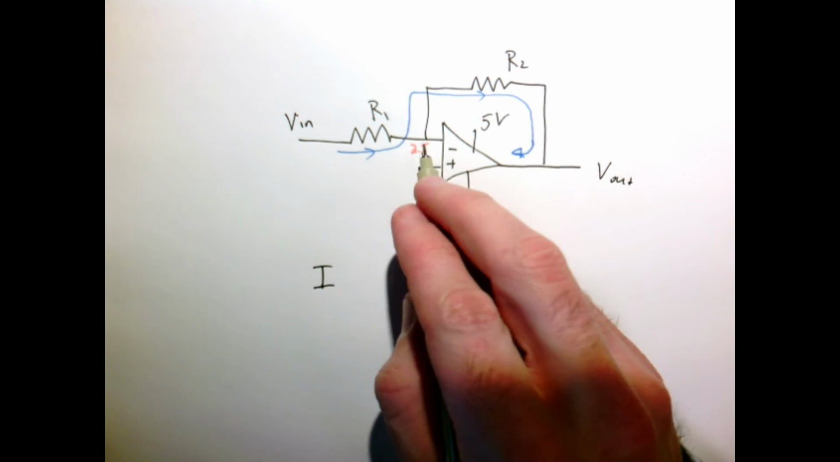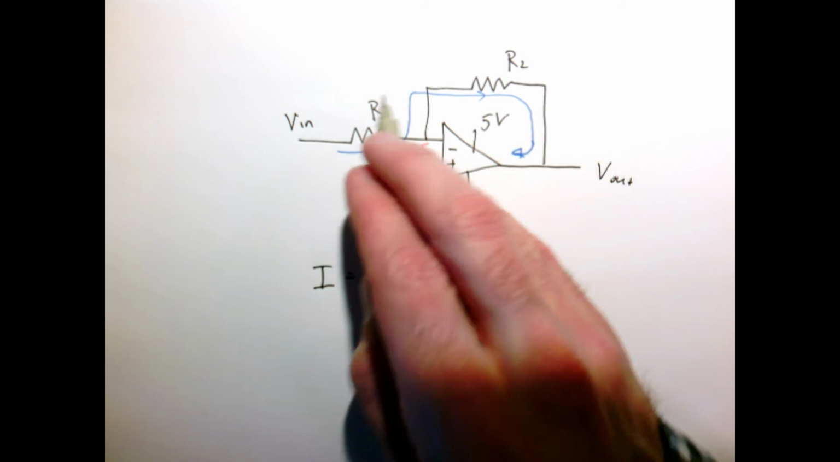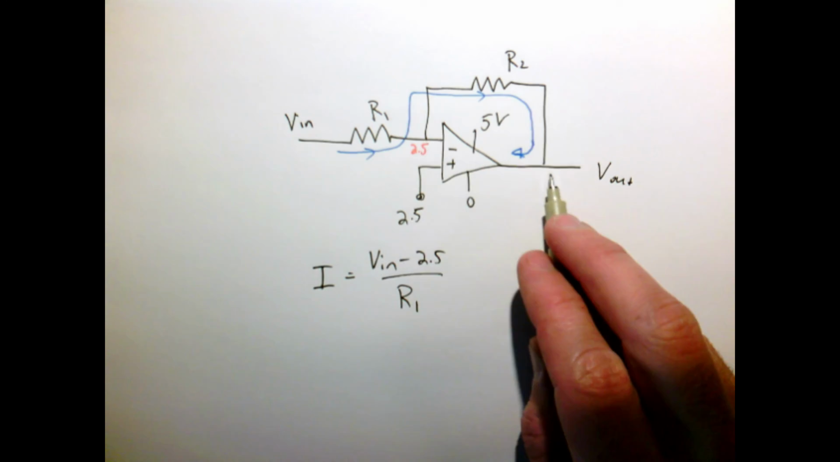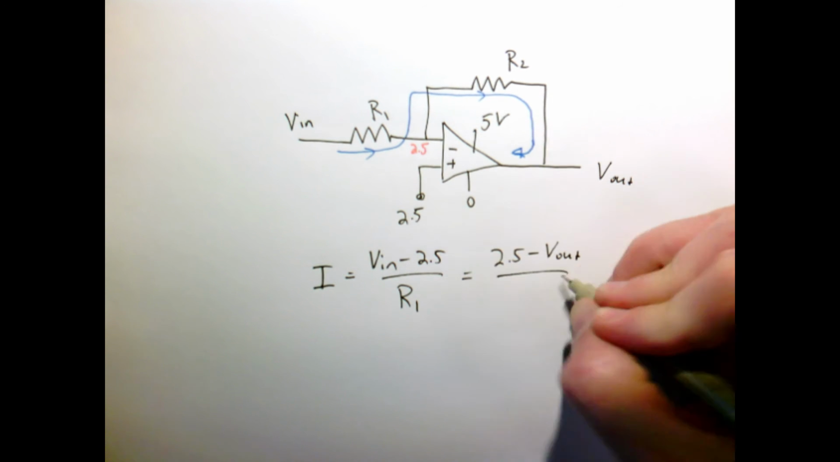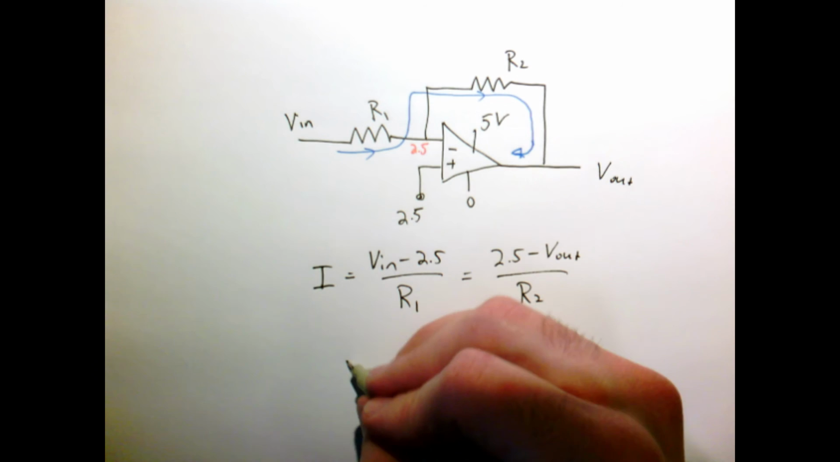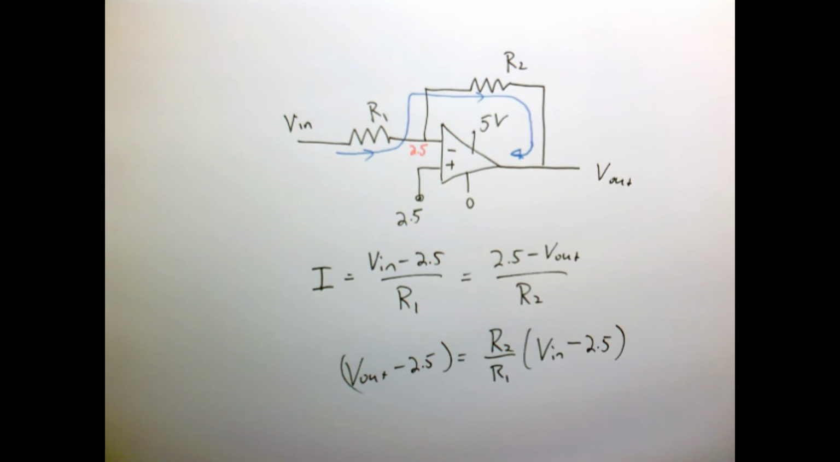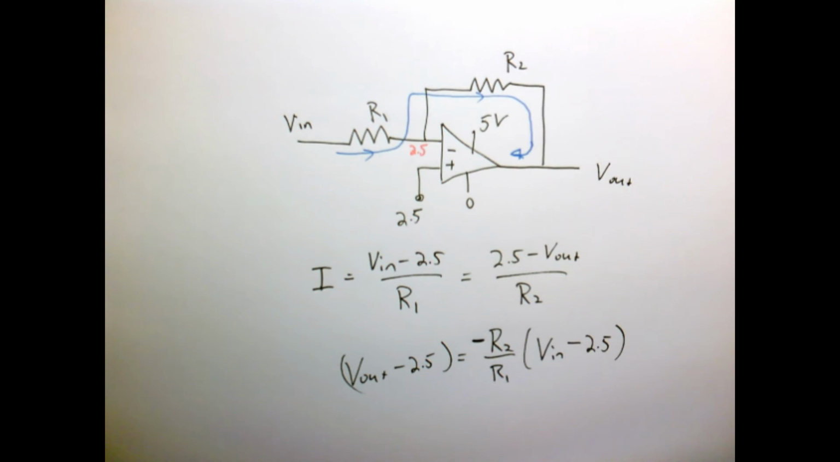We can say the current flowing through this resistor is Vn minus 2.5 divided by R1. And the current flowing through this resistor is the voltage across it, 2.5 minus V out over R2. Or V out minus 2.5 is equal to R2 over R1 times V in minus 2.5 with a negative sign.